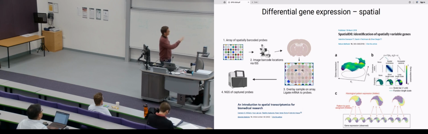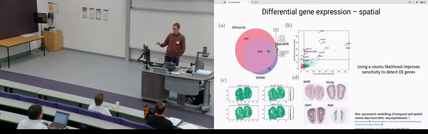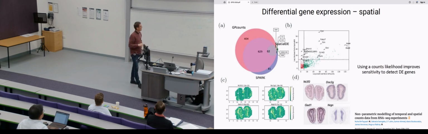So the idea is you have a spatial covariance model. You can also model things like periodicity and other kernels there. And then you're basically scoring genes over whether there's really spatial structure in the data. Again, we can take that model and put the negative binomial on top of it.